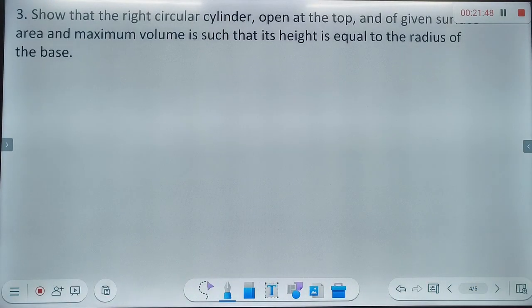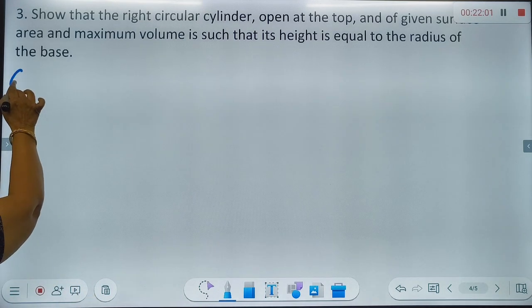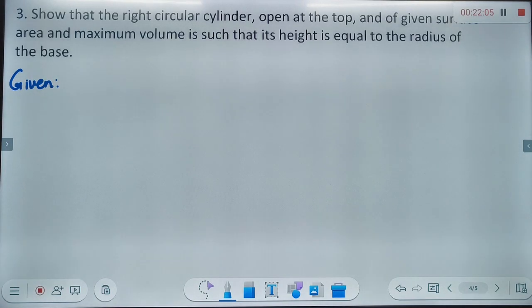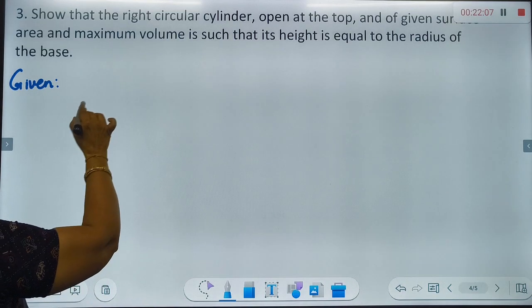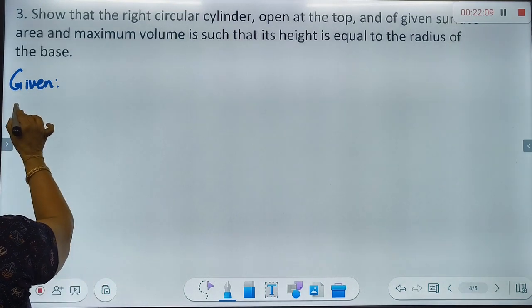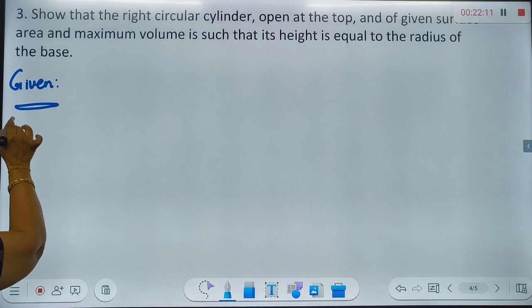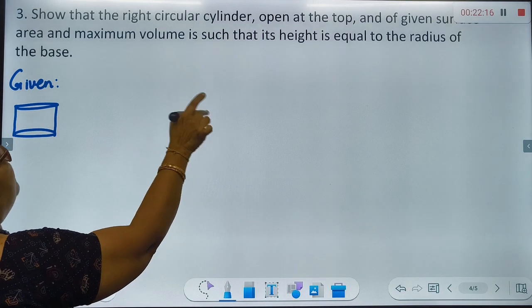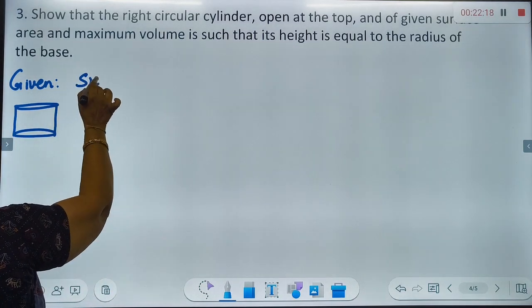Show that the right circular cylinder open at the top and of given surface area and maximum volume is such that its height is equal to the radius of the base. So what is given, or rather what is fixed? Given is you have a right circular cylinder which is open at the top. Okay, and given surface area. So surface area is fixed.